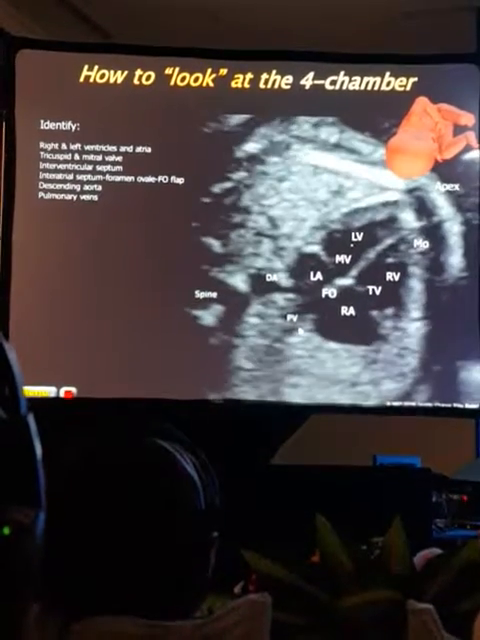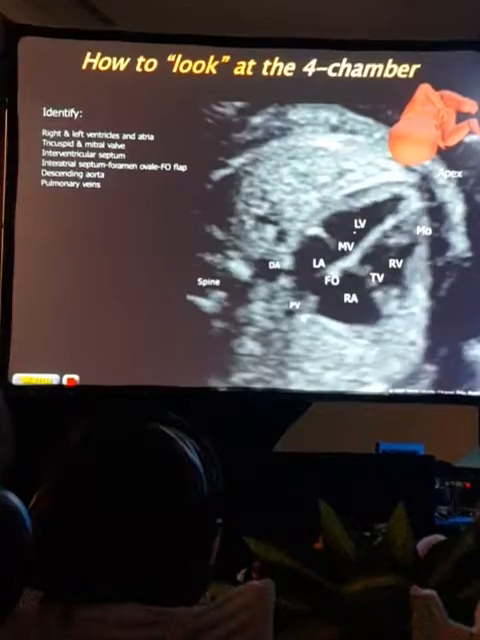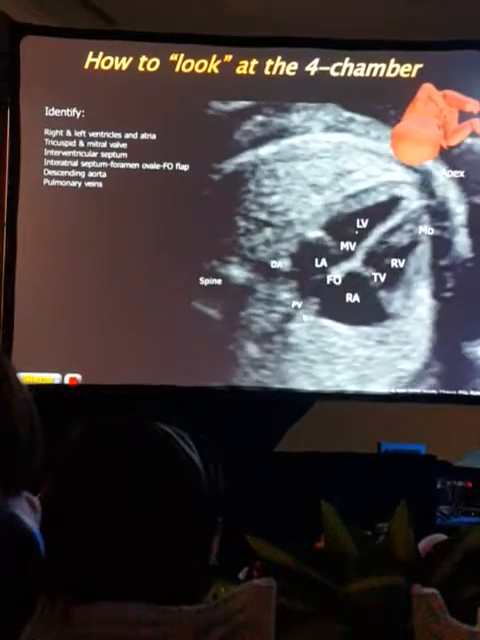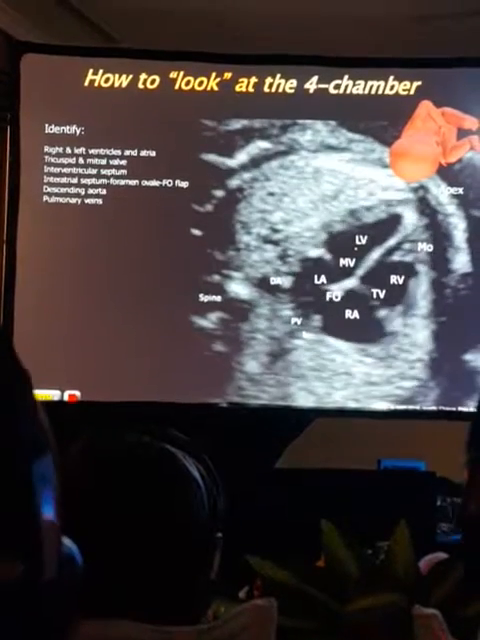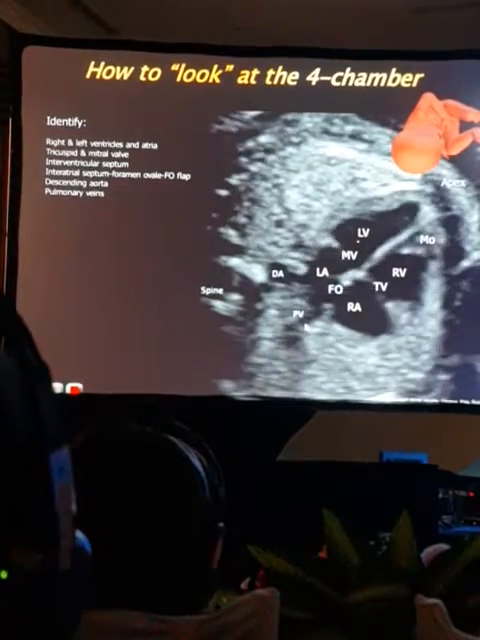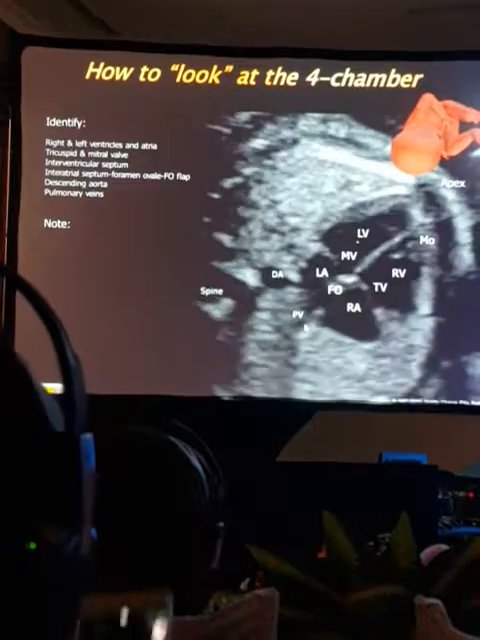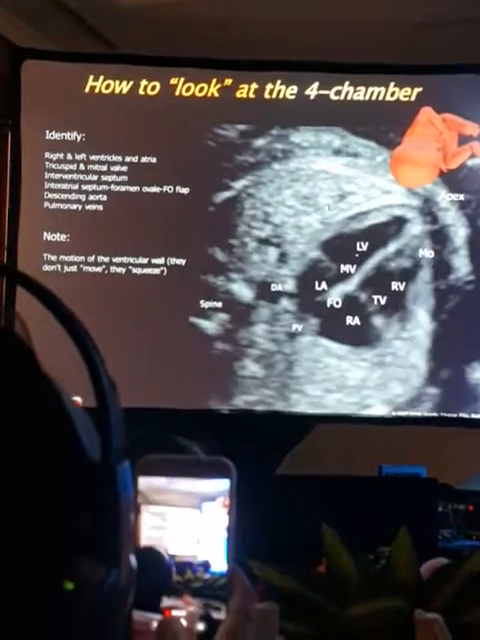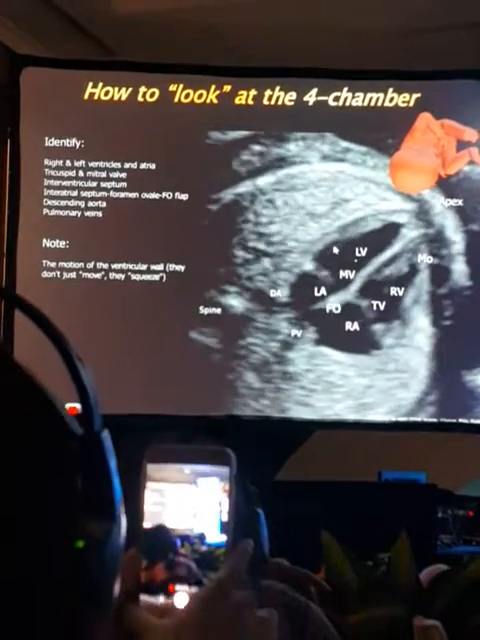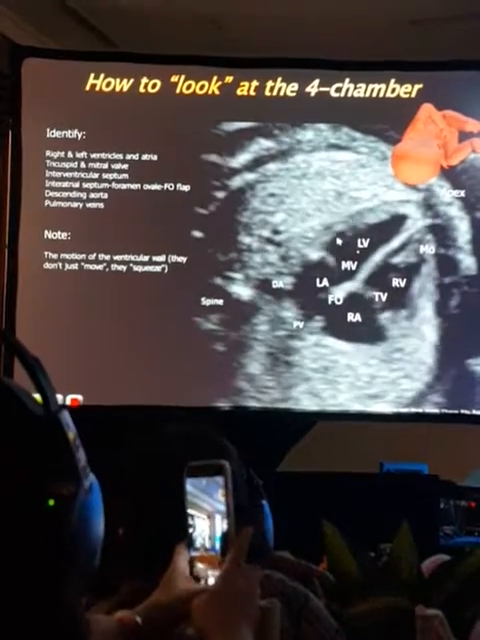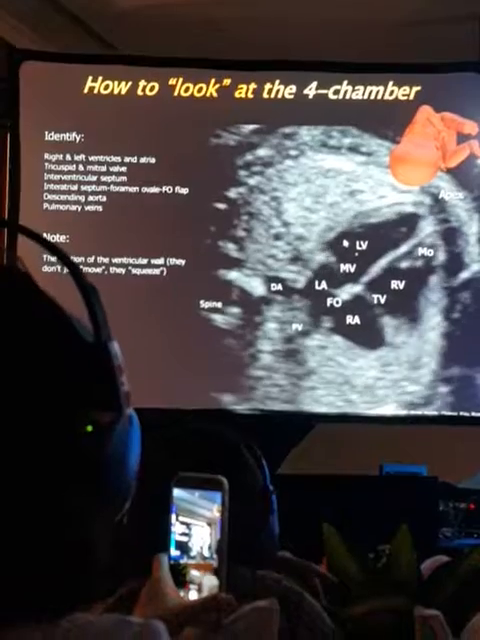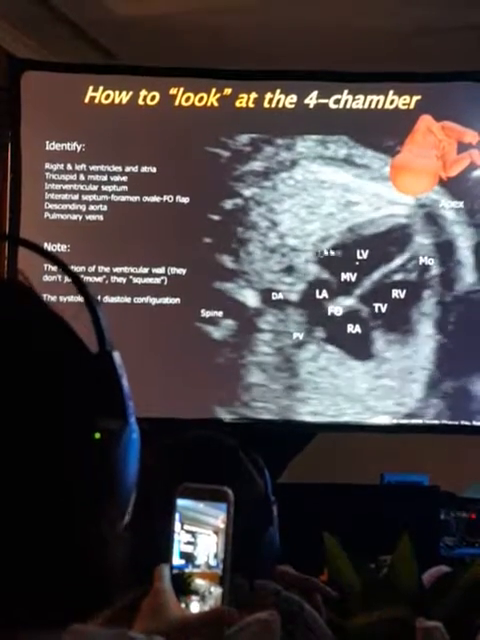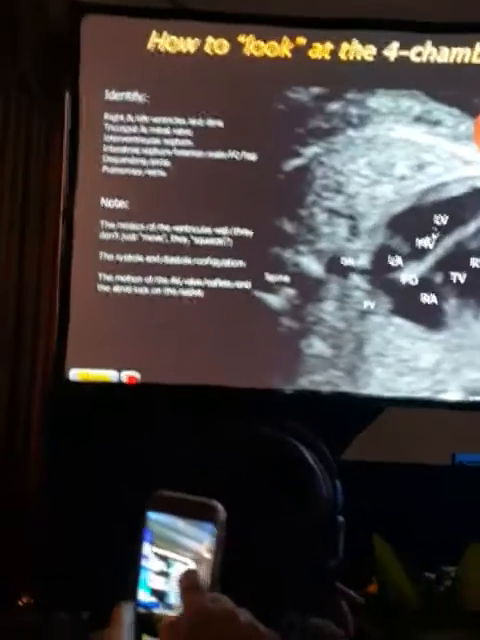Okay, homework for when you go back to work next Monday. You have to see the pulmonary veins every time you do a four chamber. It takes a microsecond when you practice it, but you have to do it. Then I think you want to also make sure that the ventricles are squeezing, that they are both moving, not simply one moving and the other one squeezing, because that's always a trouble. You want to see that they are both squeezing. And you want to see how they look at systole and diastole.